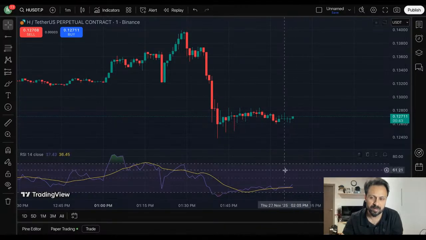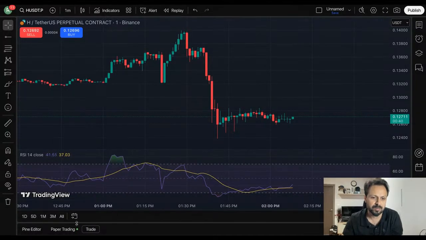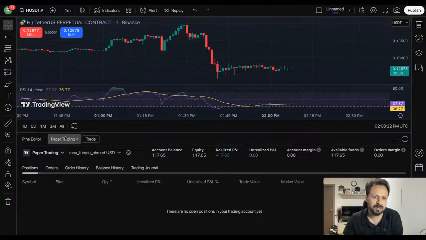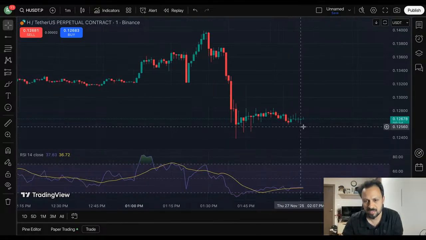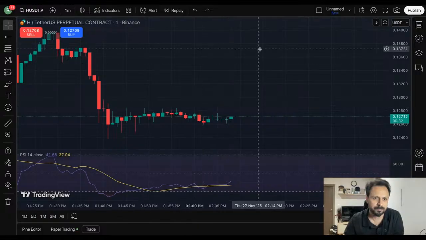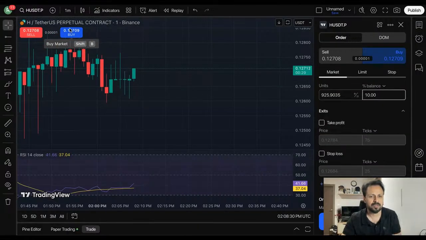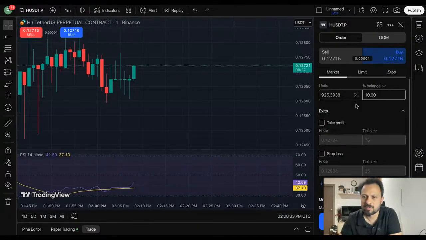So we have a green candle in this position. So we place a long position from here just to see. Okay, click on this icon over here. So from here you can take the position.